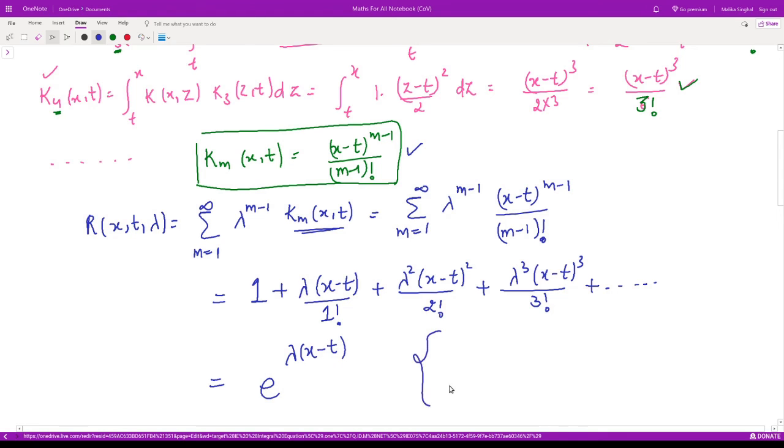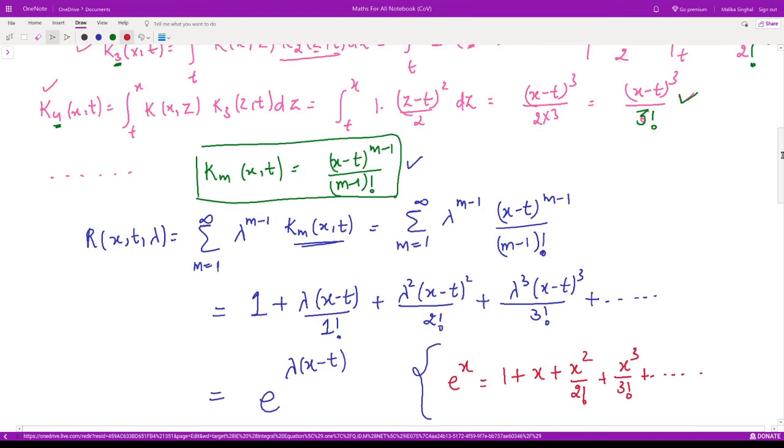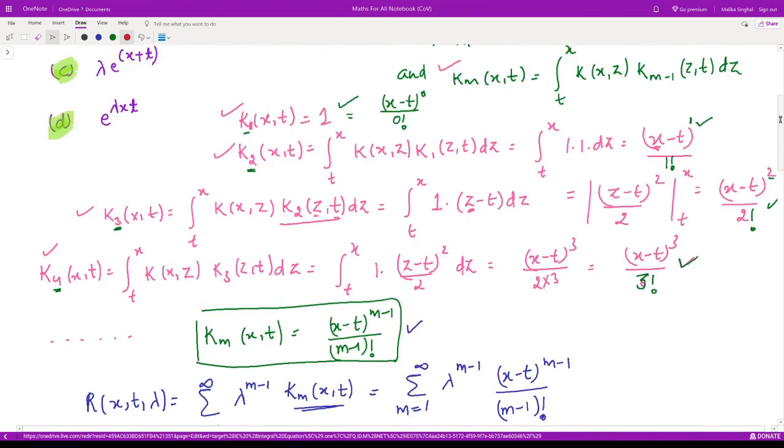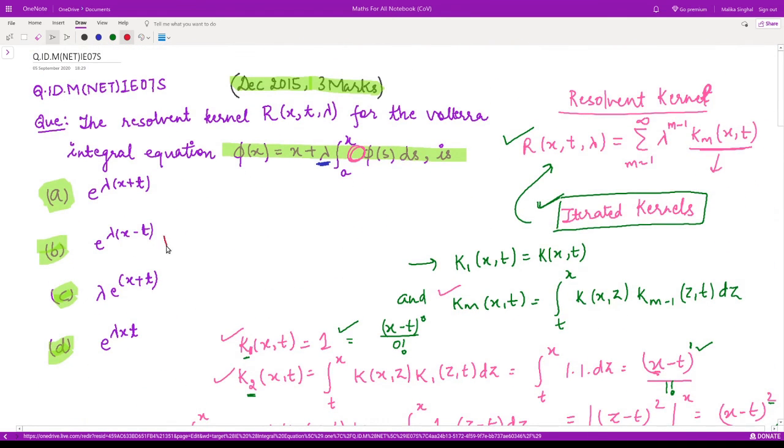Why? Because we know the expansion for e to the power x, that is equal to 1 plus x plus x square by 2 factorial plus x cube by 3 factorial plus so on up to infinitely many terms. So this is our resolvent kernel. So let us look at our options. e to the power lambda (x minus t) is our solution, right? So option B is the correct option.